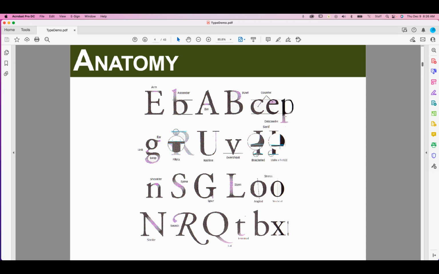And then the counter. A counter is any area that's enclosed with the shape. It can also be somewhat of an almost enclosed area, but primarily it's usually referred to as any enclosed empty space within a letter, like the O, the B, that portion of the A, that portion of the Q, the R. This comes into play when we convert outlines in InDesign or Illustrator.